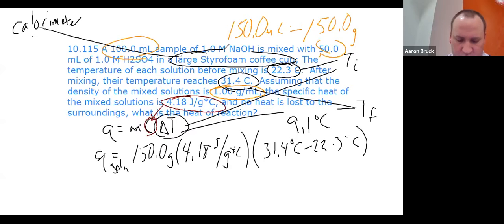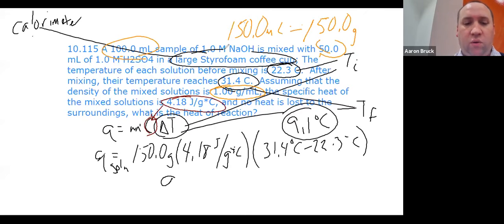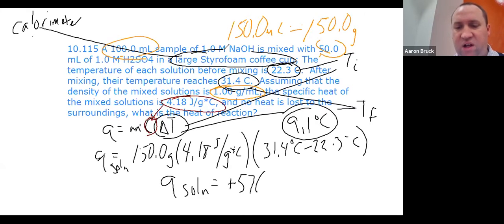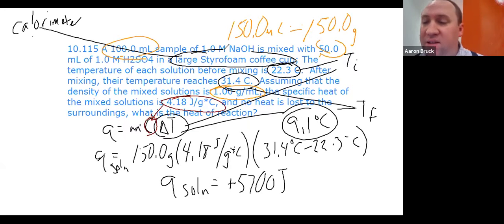9.1 times 4.18 times 150, to two significant figures because of this temperature. My Q for the solution would be positive 5,700 joules. Now keep in mind, that is the Q of the solution, but it's not asking us for the heat of solution. It's asking us for the heat of reaction.